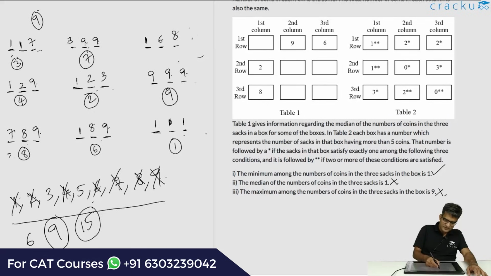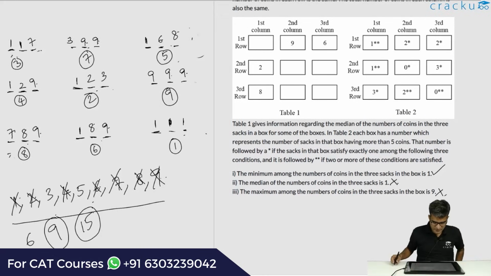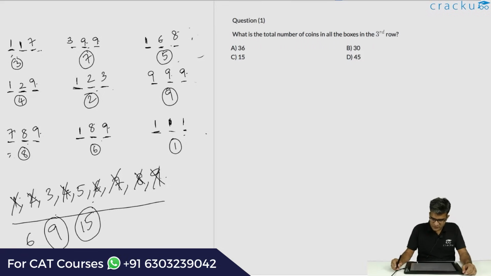Let me clear some of them so that we can go ahead and answer the questions that follow. Now let us go ahead and answer the questions that follow. What is the total number of coins in all the boxes in the third row? The averages are 8, 6 and 1. That totals up to 15, into 3 will be 45. So the answer is 45. You can just sum up all the numbers in this particular row, you will get 45. How many boxes have at least one sack containing 9 coins?